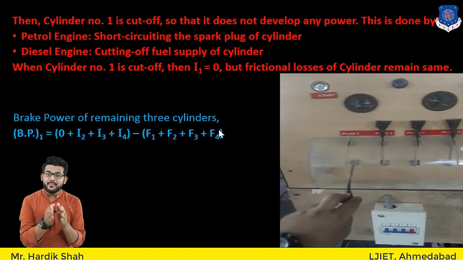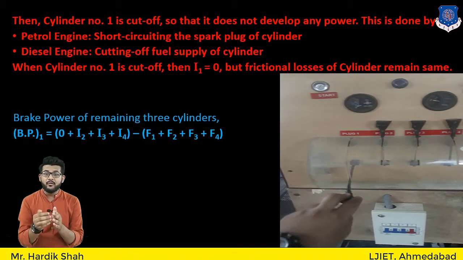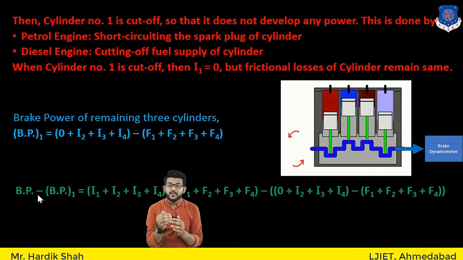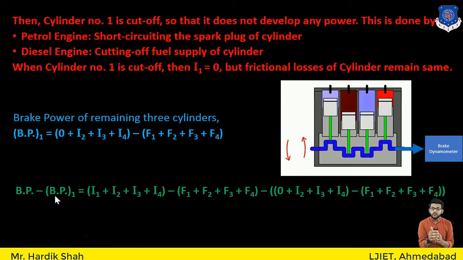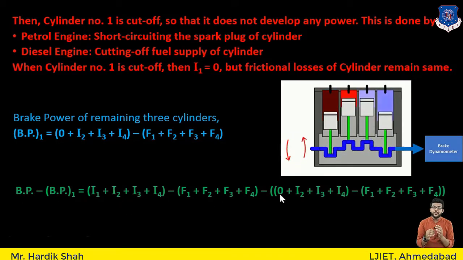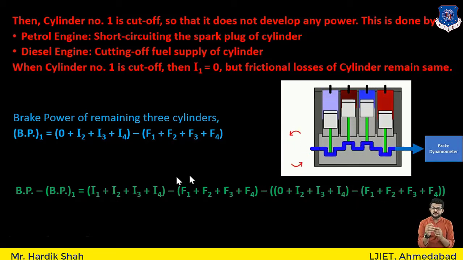So the power of the remaining cylinders, BP1, with cylinder 1 cut off, is I1, which is 0, plus I2 plus I3 plus I4, minus the total frictional power, F1 plus F2 plus F3 plus F4. Here we have cut off cylinder number 1 and found the brake power of the remaining 3 cylinders. Next we take BP minus BP1. As I told you, you have to remember the formula of BP, so we put that formula here in BP minus BP1.